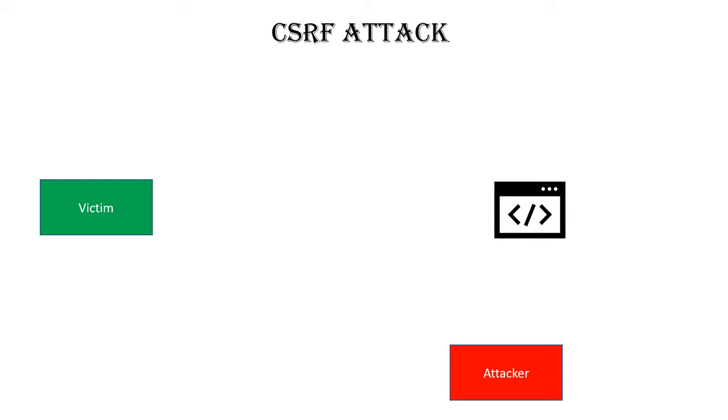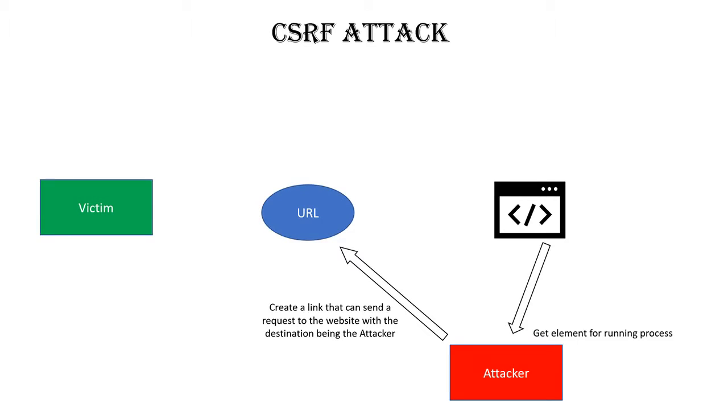Now, let's set the scene for a CSRF attack. With the attacker now in the scene, let's see what he's able to do. Well, first he will get the element for running the process. He will then use this element to create a link and send it to the victim via email or some kind of social media. The victim will then be tricked into clicking the link via some kind of social engineering and then will be redirected into a YouTube video, Facebook page, etc.